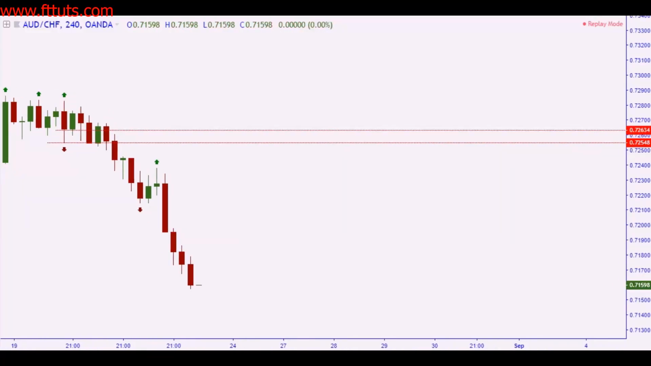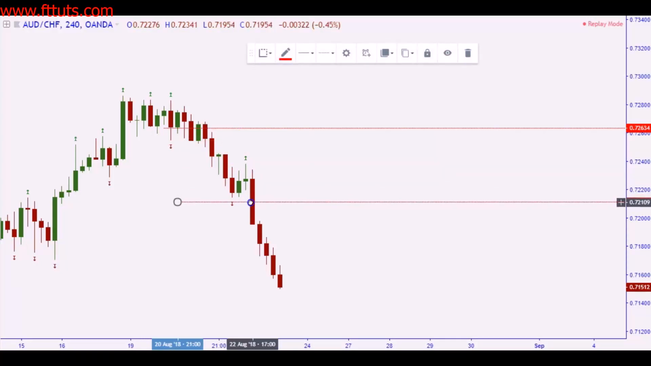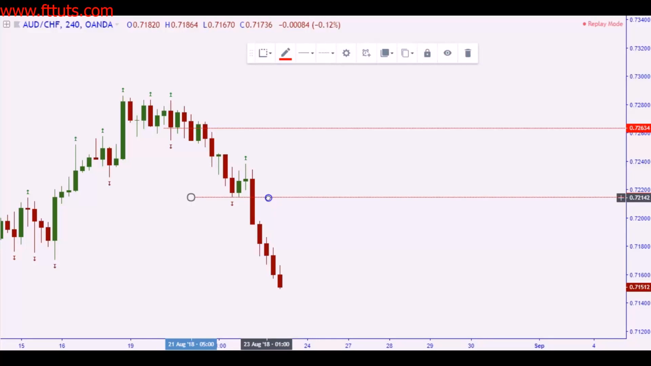Now we broke a fractal. Broke this fractal right here. And we never pulled back to this fractal. So this fractal we broke right here, we want to mark.